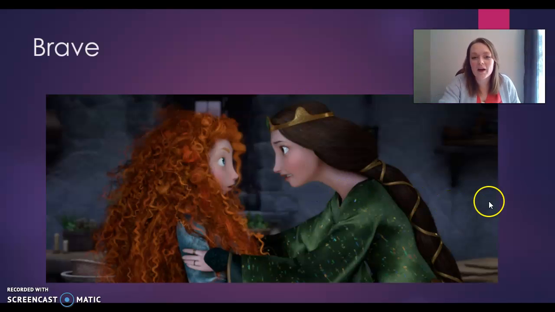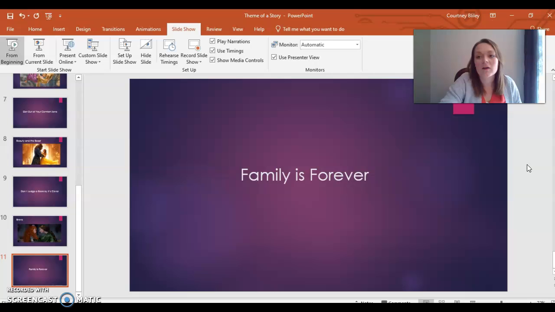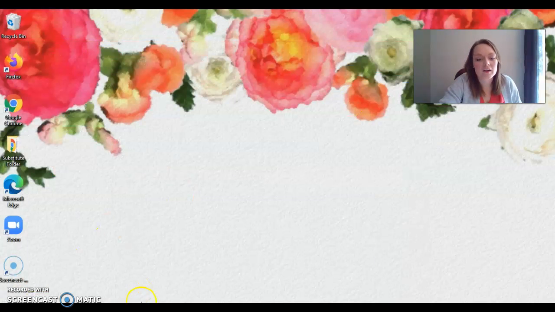And our last one, Brave. What could the theme of this one be? Family is forever. So those are just some examples that might help you relate what theme is when we're talking about books as I related them to movies.